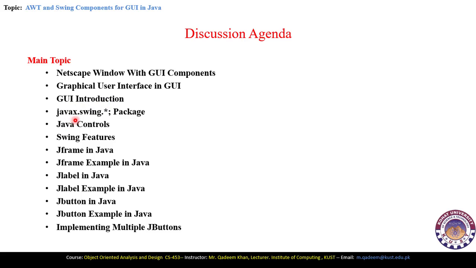Then we have the javax.swing package. Here we will discuss important components of this javax.swing package. Then we will discuss different controls used for GUI development in Java. These are very much important controls. Then we have the Swing features, and here we will discuss JFrames in Java with examples, JLabels in Java with code examples, JButtons in Java with code and programming examples, and at the end we have implementing multiple JButtons. So this is the discussion agenda of today's topic.